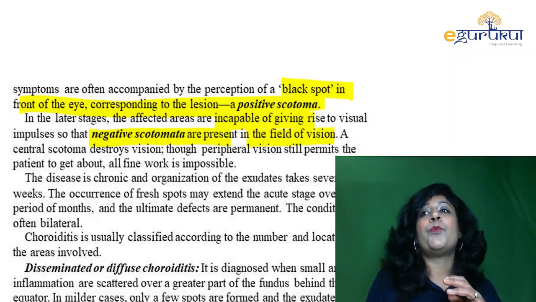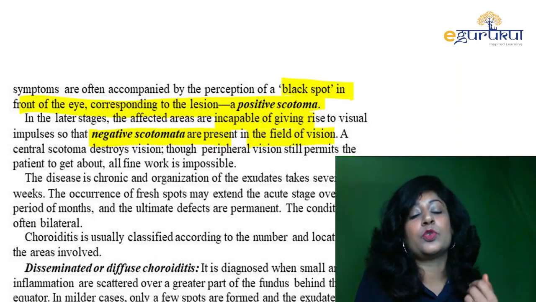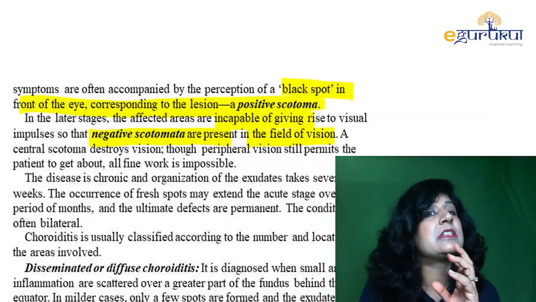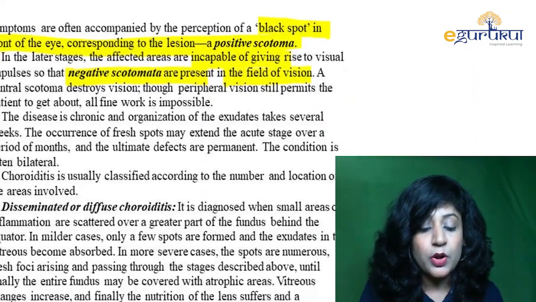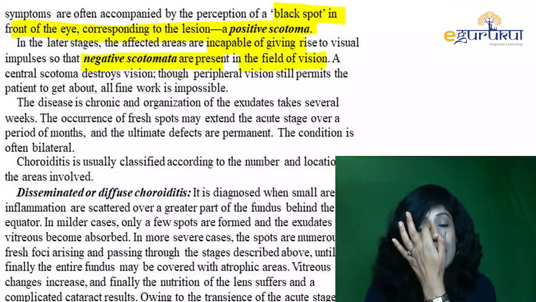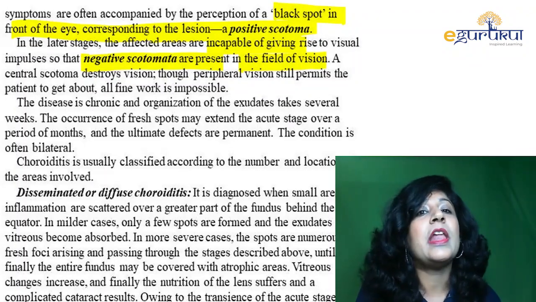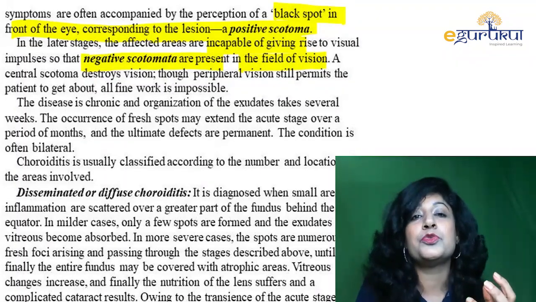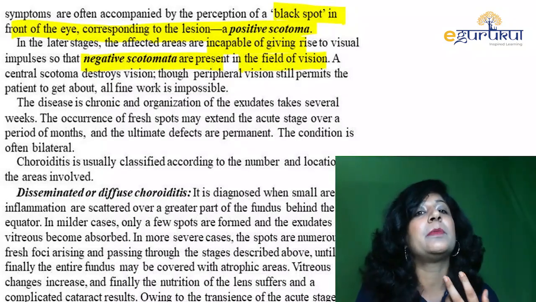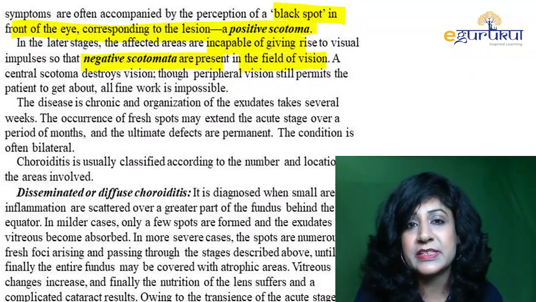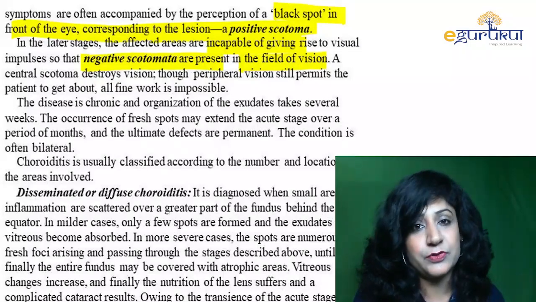See, what is the meaning of positive scotoma and negative scotoma? Scotoma means a blind spot. So if you are not able to see in a particular area, you have a blind spot in that area, that is your scotoma. Now normally we all have a scotoma due to the optic disc, but we are not able to appreciate it, we are not able to perceive it, so it is a negative scotoma.